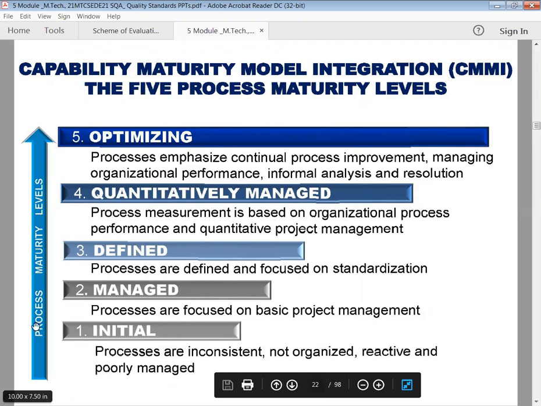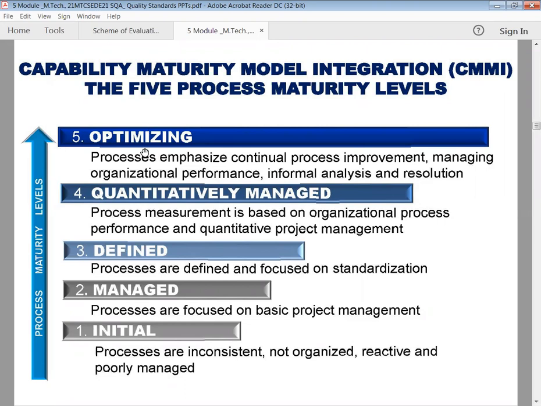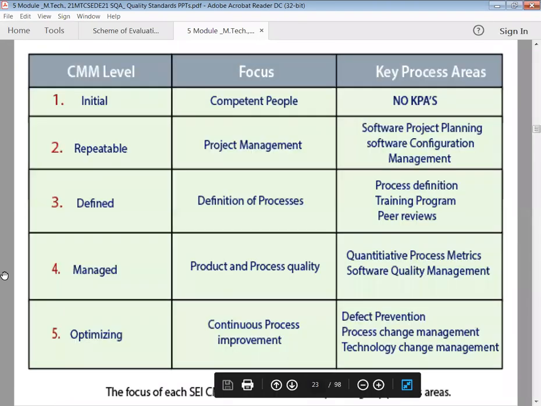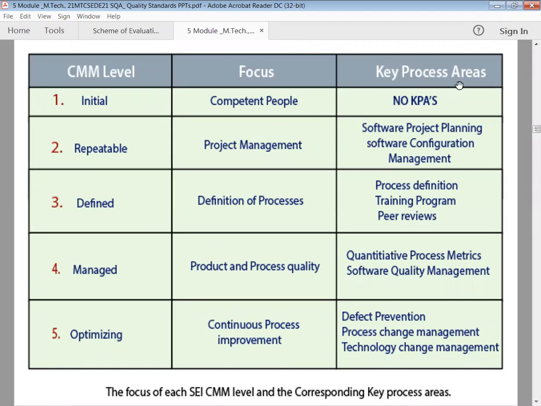The first two levels focus on process. The third and fourth focus on maturity, and the fifth is based on optimization. Now, if you take the levels, what is the focus of each level and what are the key performance areas we need to consider in the CMMI model? In the initial level, it is competent people. So they will focus on the people, and here there is no key performance assessment. In the second level, repeatable, the project management techniques should be followed in your project. And here, software project planning and software configuration management play an important role. Based on these two things, we can identify your project.